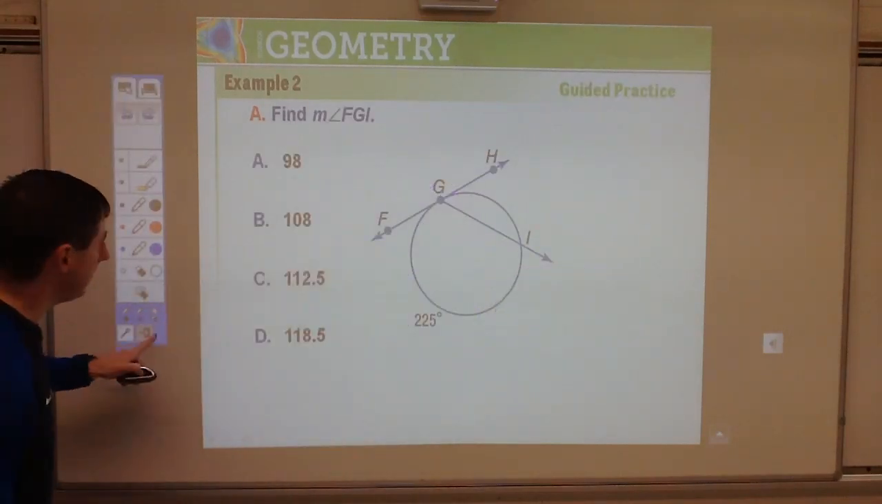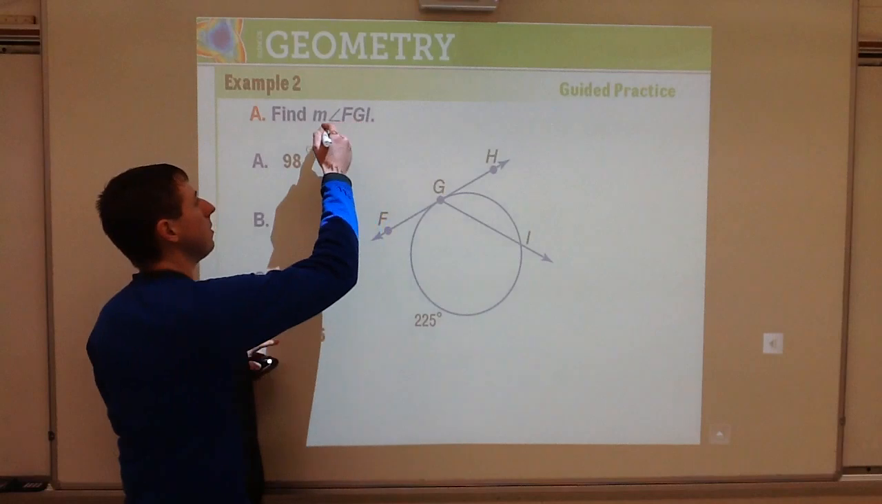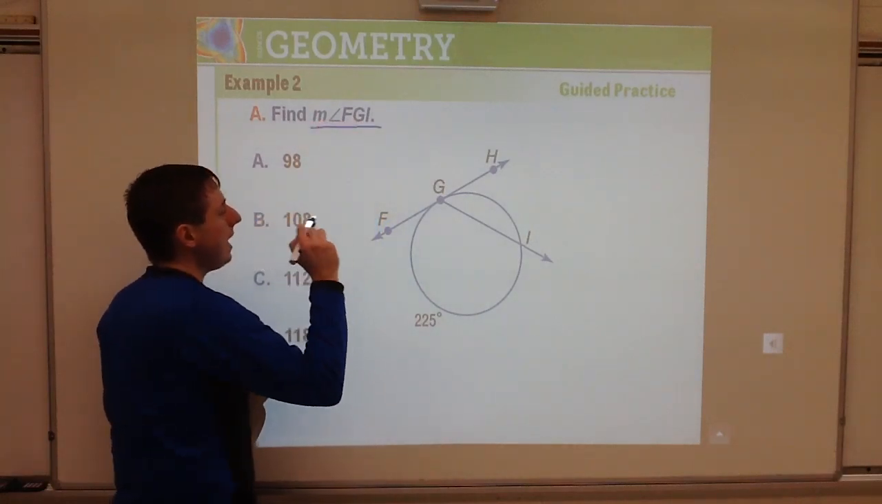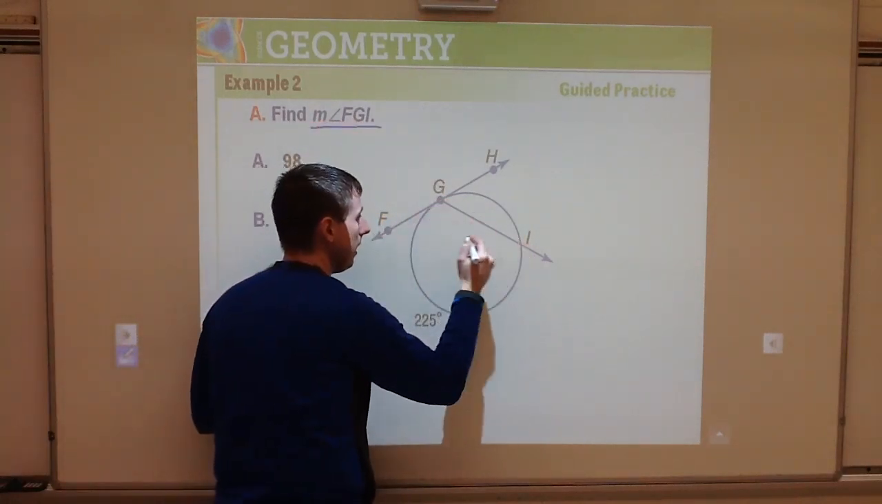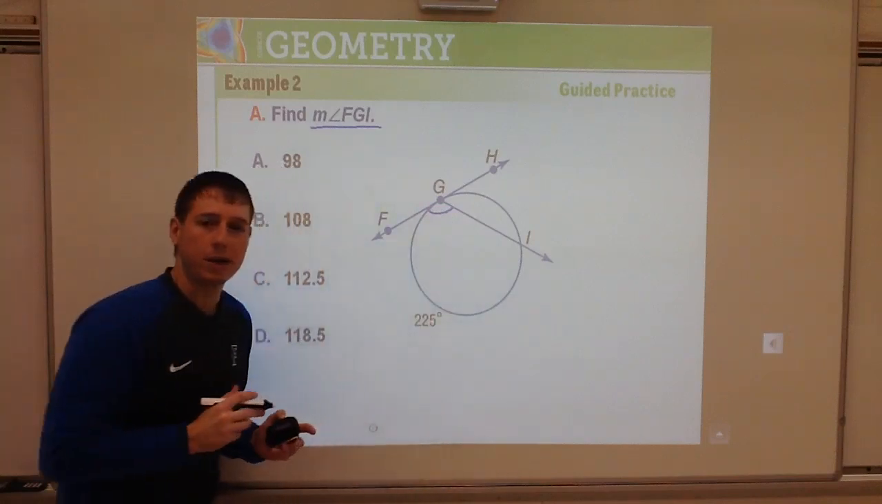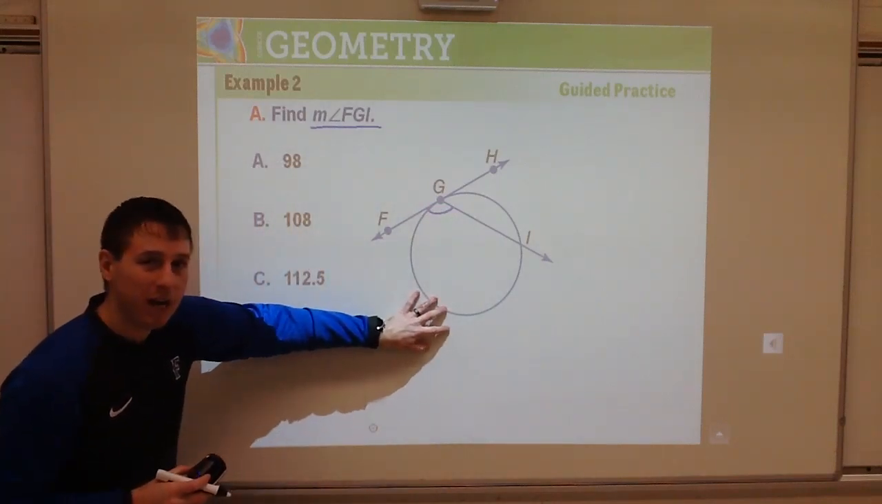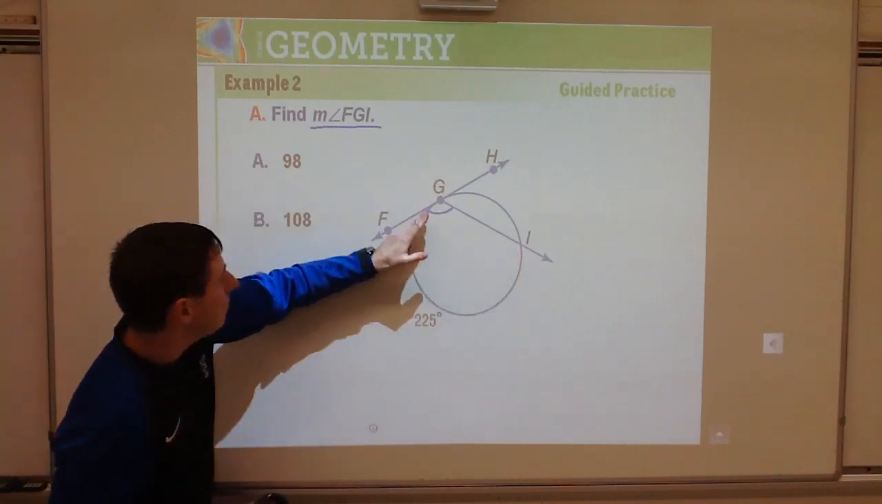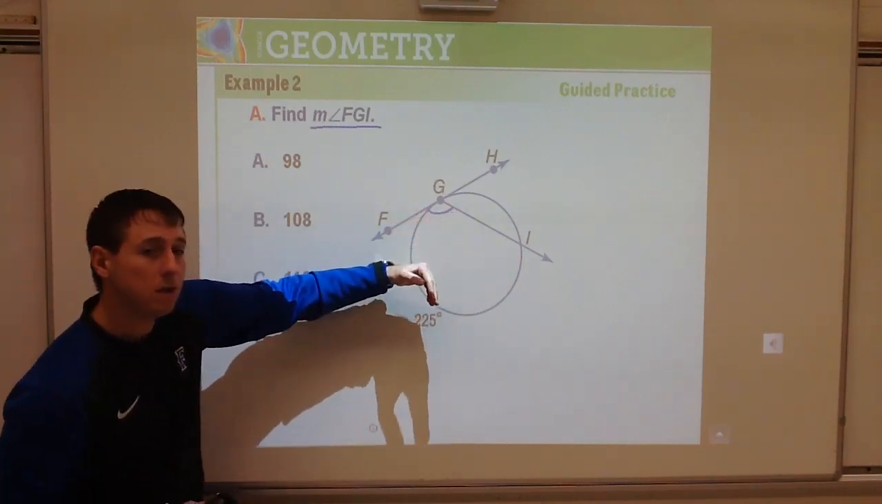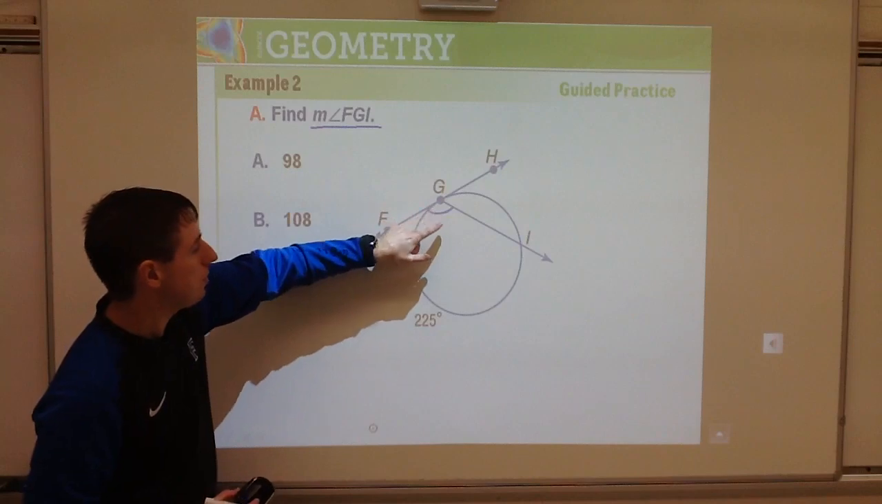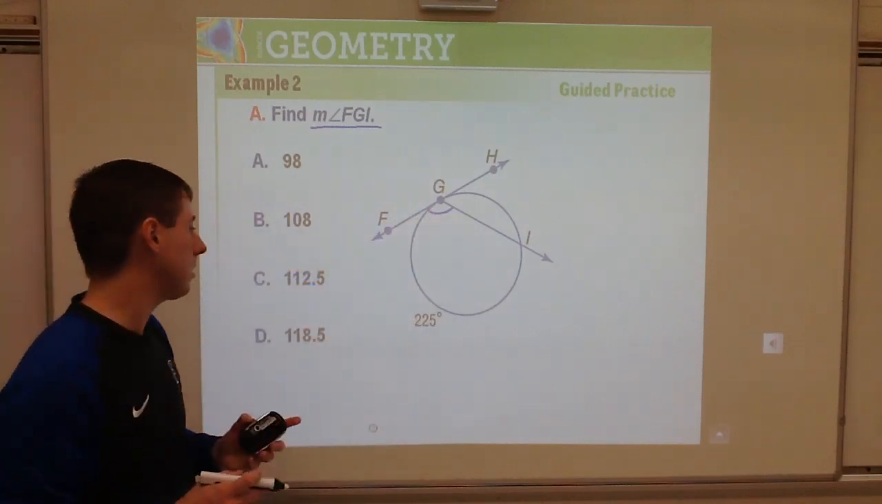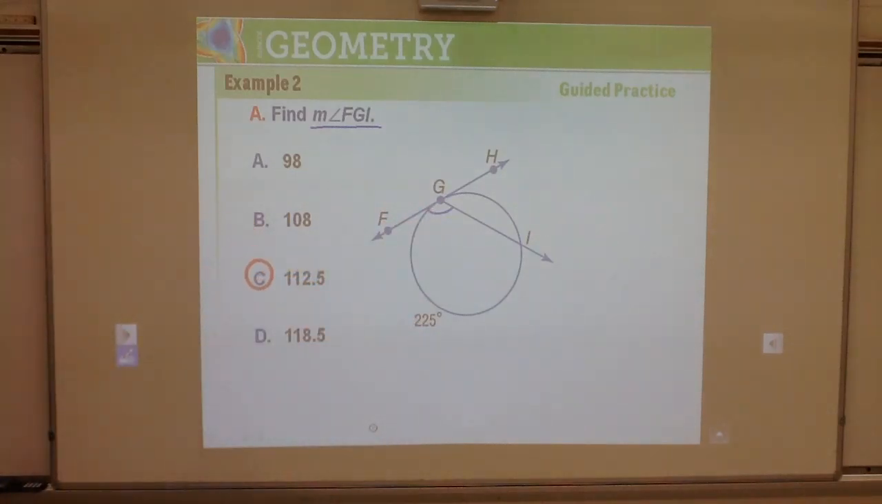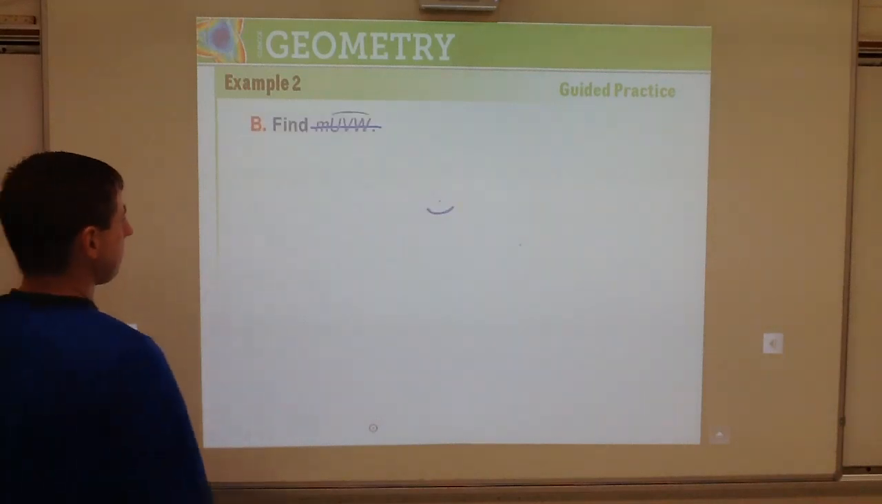Okay, a couple multiple choice here. Same idea as before. If I'm trying to get angle FGI, that'd be that angle there. They gave me 225 on the same side of my line. So if this arc is 225, the angle is going to be half of that. That's the relationship: this angle is half the size of that arc. So half of 225 is 112.5.